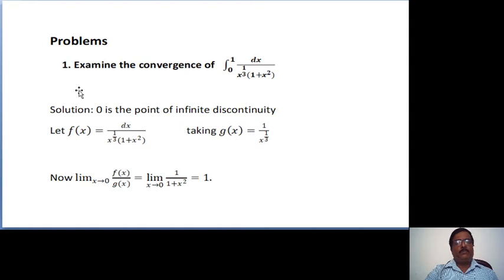Next we see the problems on convergence. Here the first problem is examining the convergence of integration from 0 to 1 dx divided by x raised to 1 by 3 into 1 plus x squared.